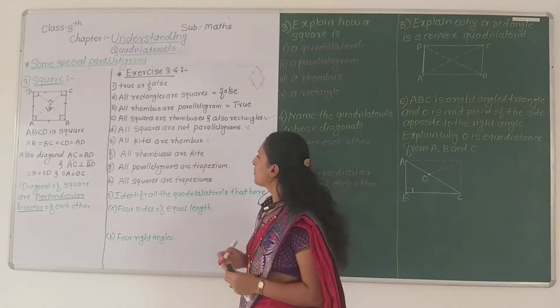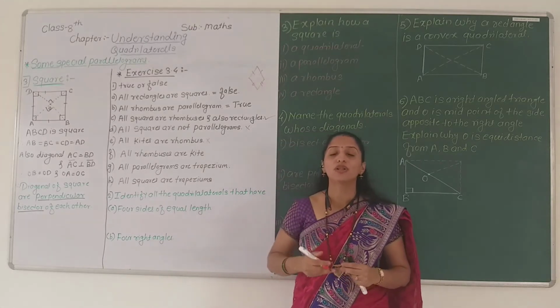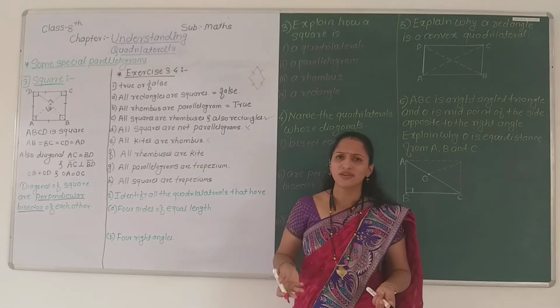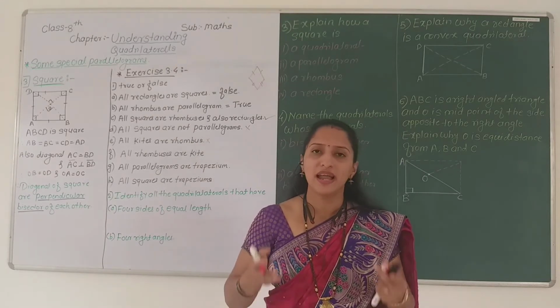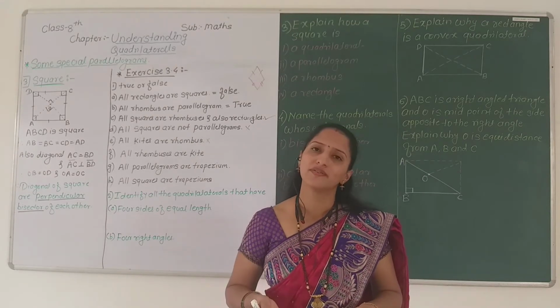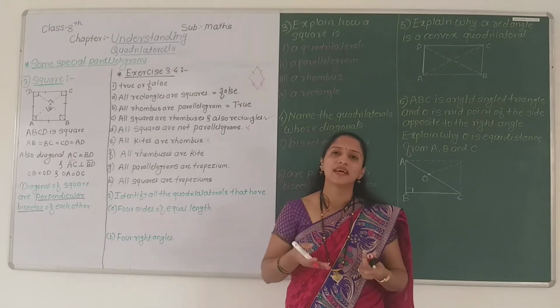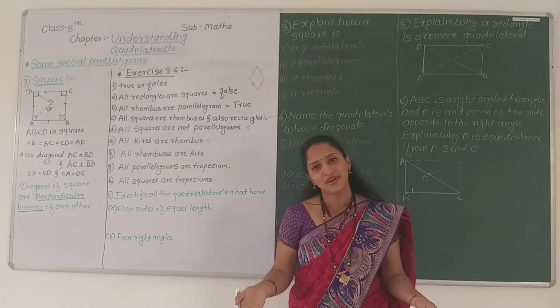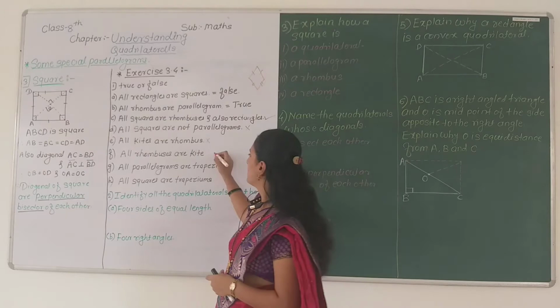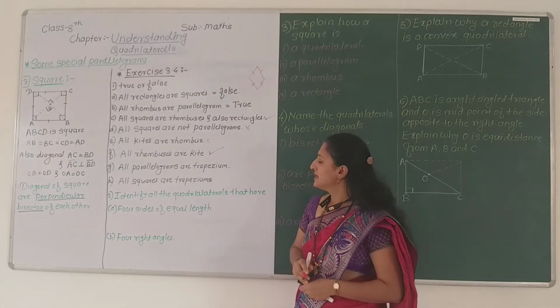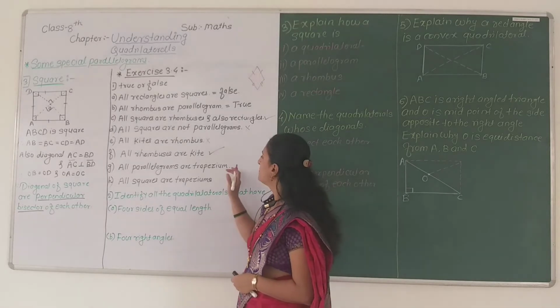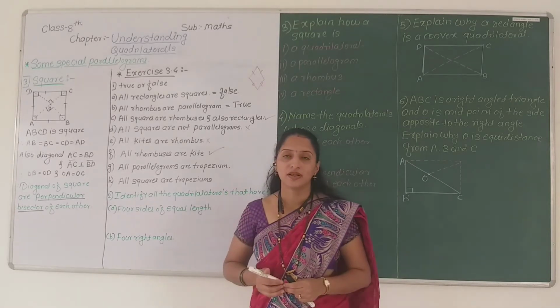Next, all rhombus are kite. In a kite, adjacent pairs of sides are equal, and in a rhombus, all the sides are equal. So if all sides are equal, then adjacent sides are also equal. So all the rhombus are kite. This statement is true.